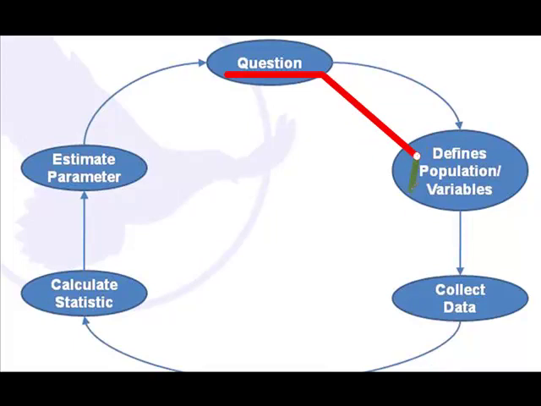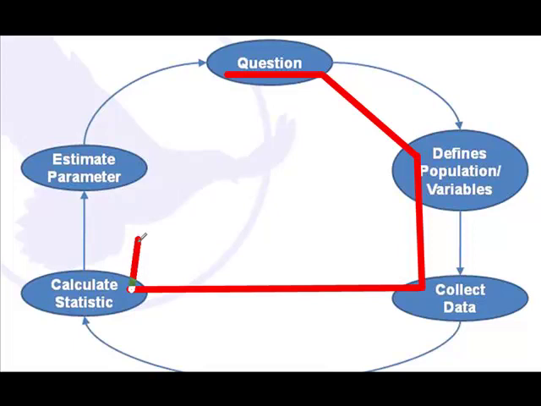Then we collect some data. Data is generally going to come from a sample. Determining the correct statistical test and then calculating it appropriately would be your statistic, which allows you to estimate what's happening in the population, and a good study should take you into more questions.